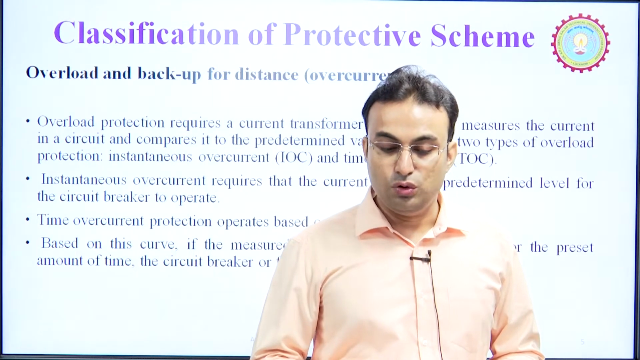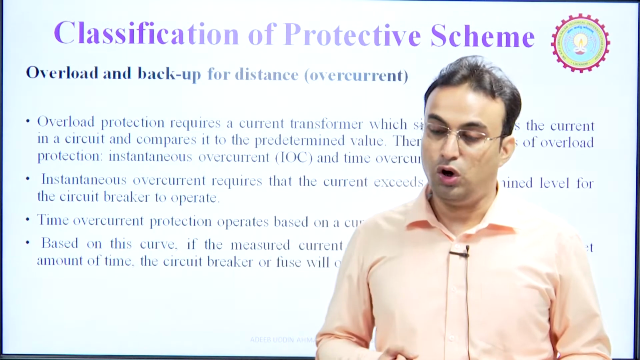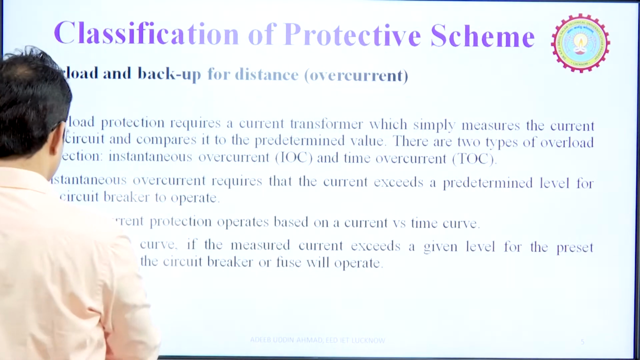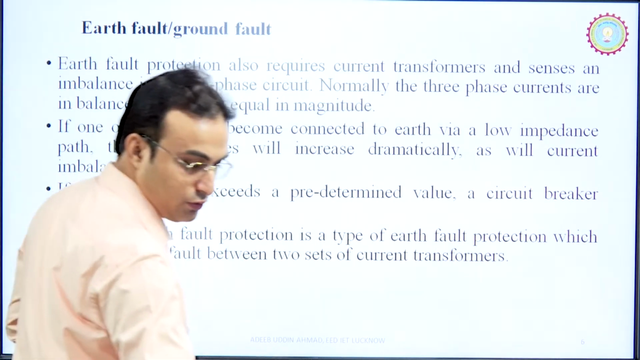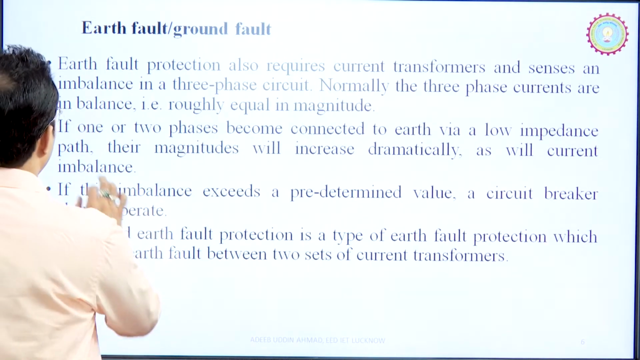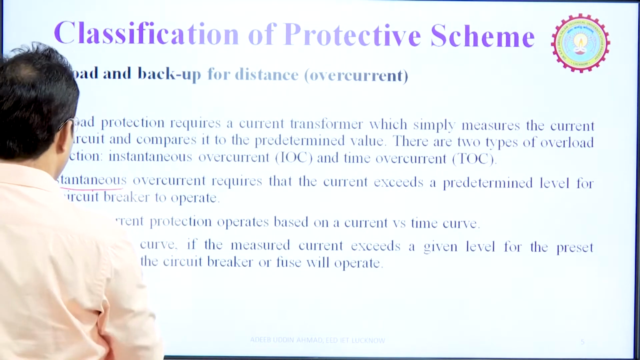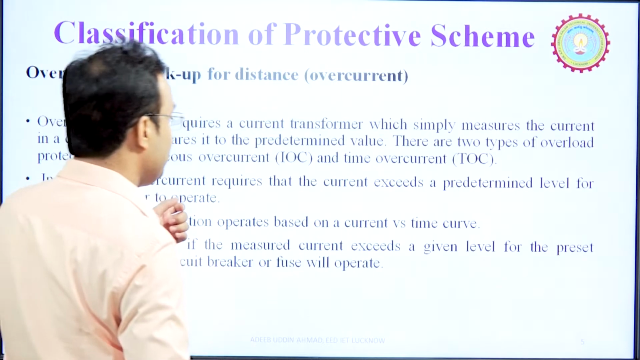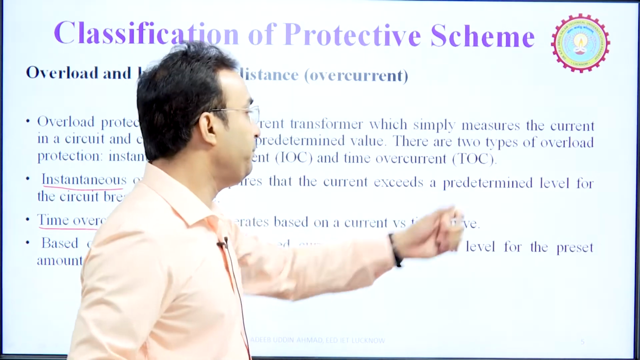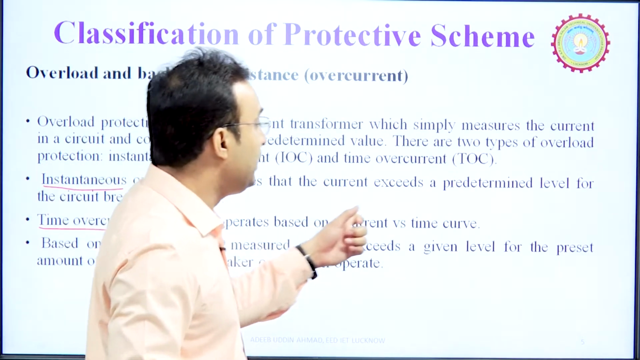The instantaneous overcurrent requires that the current exceed a predetermined level for the circuit breakers to operate. So, we have two types of protection. One is instantaneous and another is time overcurrent. Instantaneous operates when current exceeds the predetermined level. When the current exceeds the predetermined level, the circuit breaker will operate, and the time overcurrent protection operates based on time versus current curves.